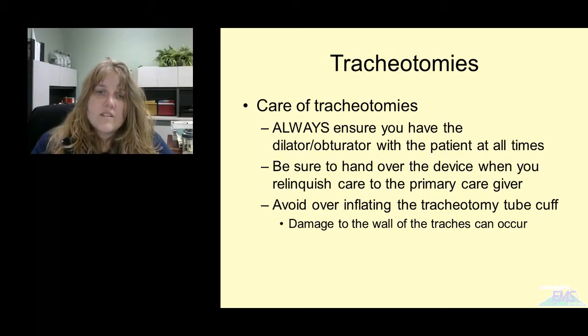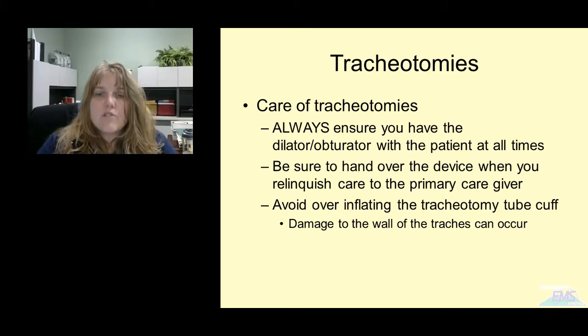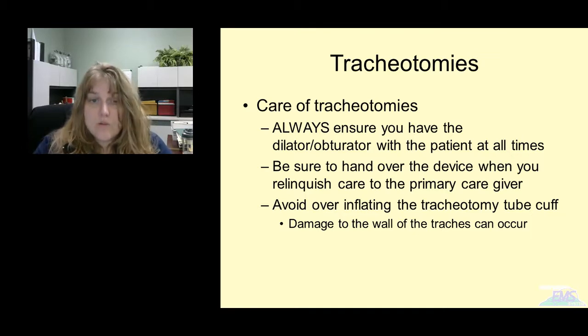The big thing is to make sure that you have the obturator, and the obturator is what we would refer to as the stylet when we use it for intubation. The obturator is what's used inside the tracheostomy tube when it's placed. So make sure you have the obturator with you and make sure to hand over the device when you relinquish care to the primary care provider. The best thing that I always said was to tape that obturator onto their chest, because then it'll always be with the patient and we won't accidentally walk off with it.